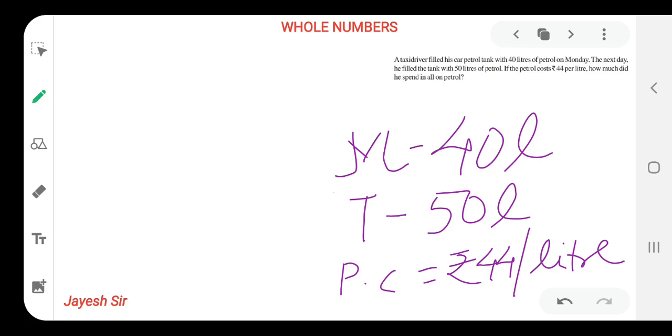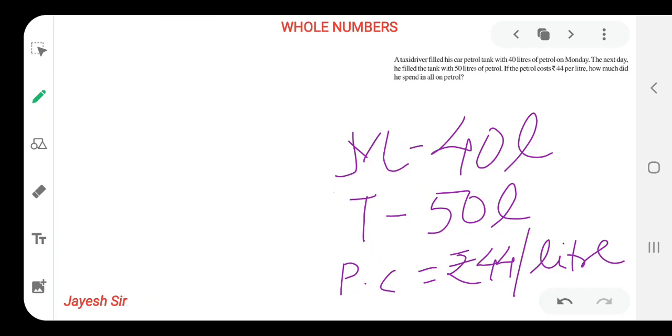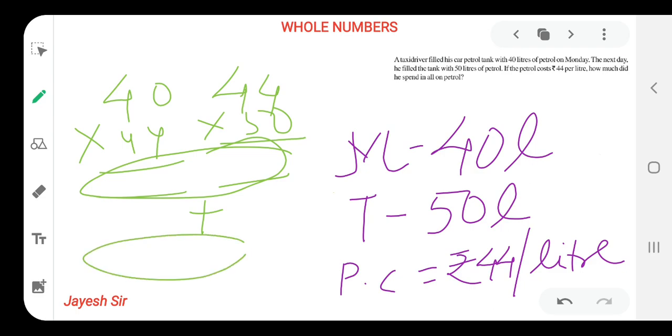But how were we solving this before? Now we have studied the properties in detail, but if we had not studied the property, we would multiply 40 with 44 and find some answer, then multiply 44 with 50 and get another answer. Then we add both answers and get the third answer. In this way we were doing it in our previous classes.